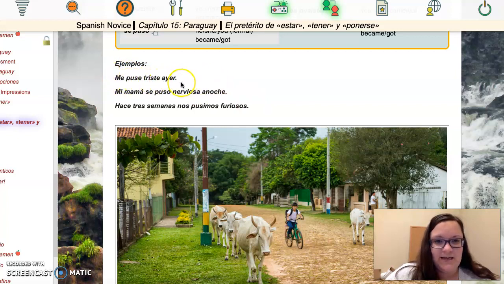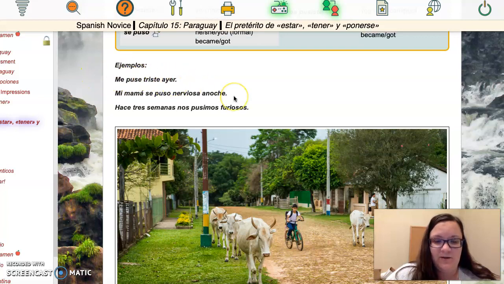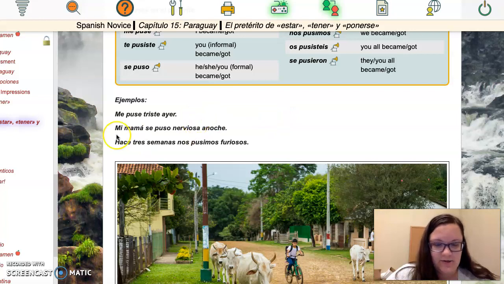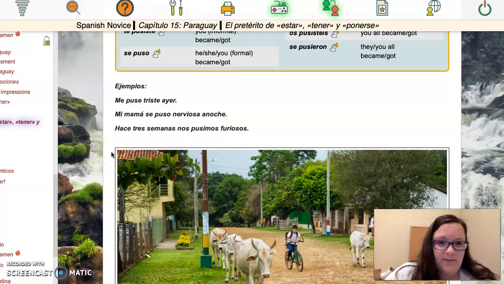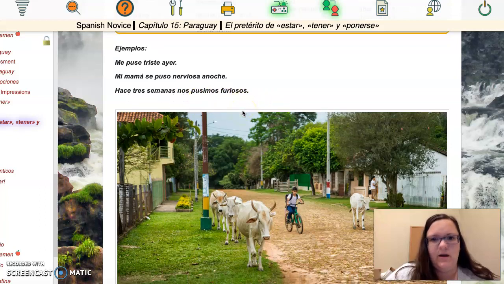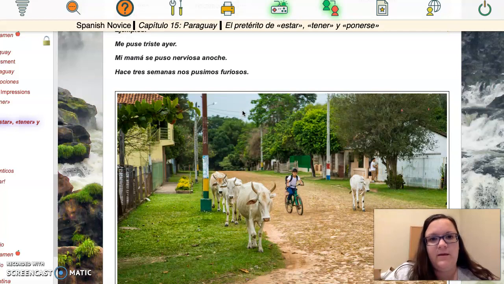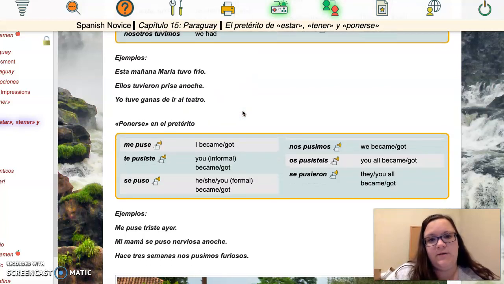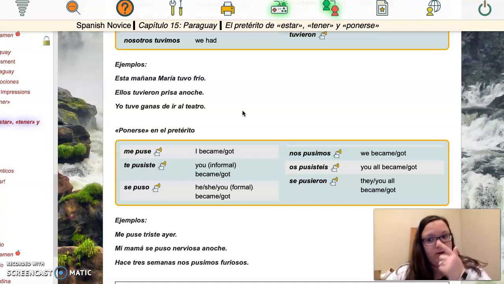Me puse triste ayer. I became sad yesterday, or I was sad yesterday. Could be another way that we understand that. I got sad yesterday. Mi mamá se puso nerviosa anoche. My mother was nervous last night, or became nervous last night. Okay. Hace 3 semanas nos pusimos furiosos. 3 weeks ago, we became furious, or we were furious. We got angry, essentially. Okay, so those are just the verbs that you had in the example sentences that they provided for you.